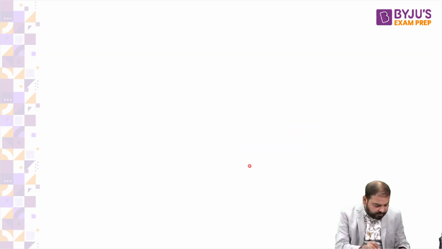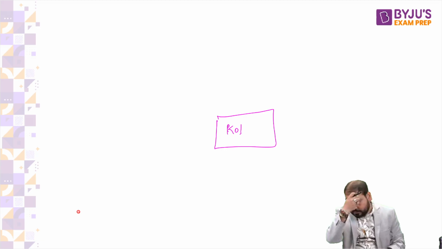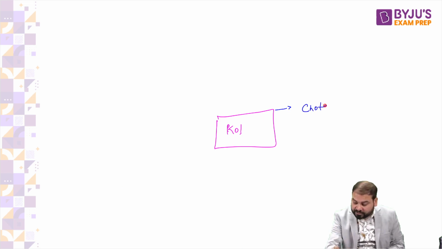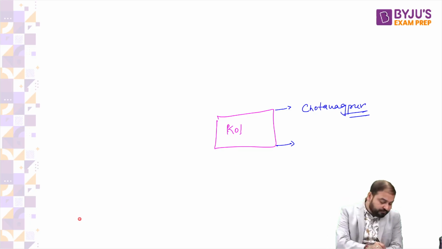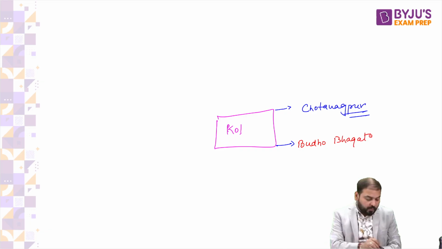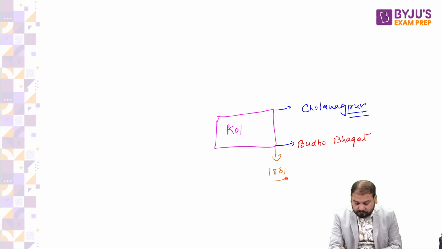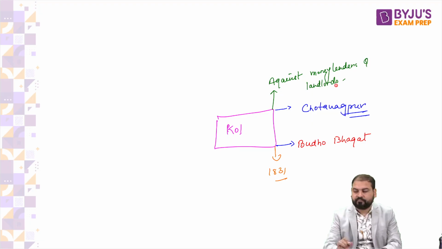One by one, let me take one revolt. For example, all of you, Kol. Which area? Everyone, Kol uprising is in which area? Just now I showed, yes, Chota Nagpur Plateau. That is present day Jharkhand. Now, who is the leader? When is this rebellion happening? Why is this rebellion happening? What happened in this rebellion?